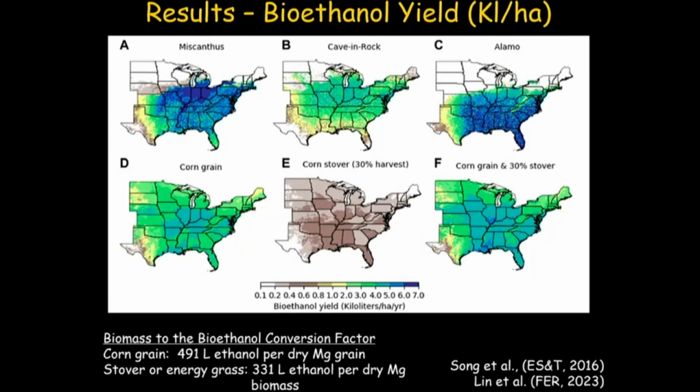So we combine grain plus corn stover to calculate ethanol from the corn. This is what we are showing in figure F. Ethanol from stover is shown in the E figure and corn from the D figure, just to give you some sense.